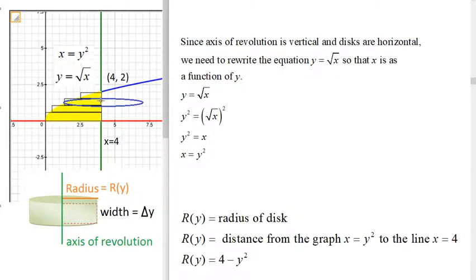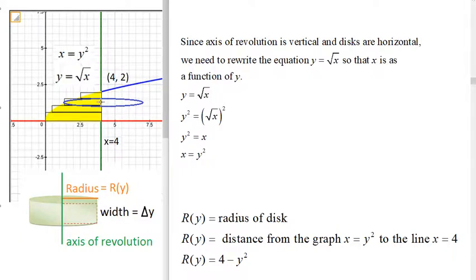And since the rectangles are horizontal, or the disk is horizontal, we need to go ahead and rewrite this equation right here so that x is a function of y. We do that so that we can set up the integral to find the volume of the solid of revolution in terms of y. So we have y equal to the square root of x, and then square both sides, we get y squared, and then the square root of x squared is just x, and so we get x equal to y squared.